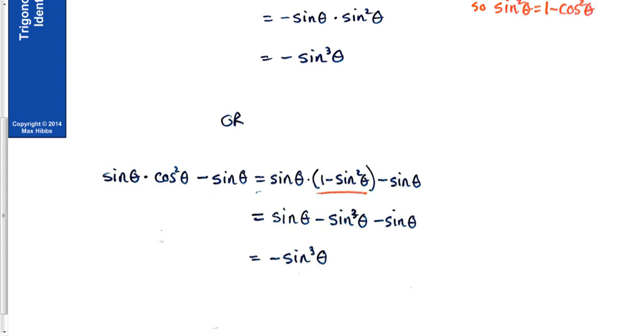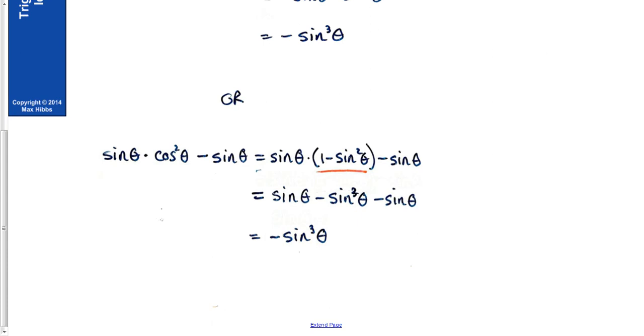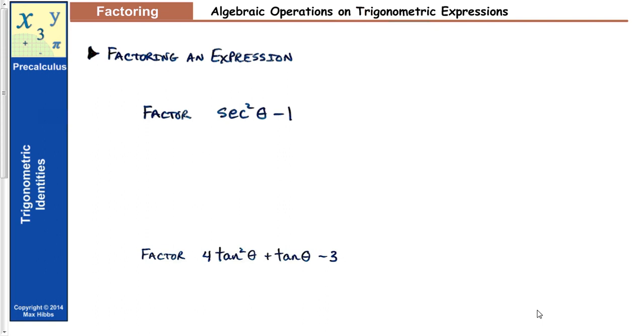Now let's look at another problem on the next page. Okay, we're going to continue with the idea of factoring, and I've actually got 3 different things I want to factor here, just to remind you of techniques, really. So the very first example you see, we're supposed to factor secant squared theta minus 1.